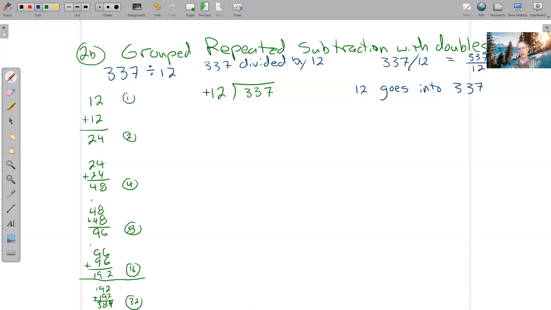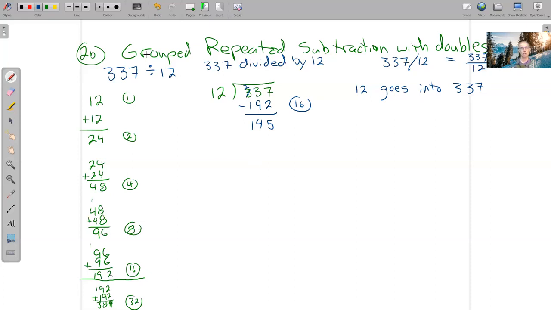All right, so I write it in the goes into way, and then I just pick the biggest group I can in my doubles, which would be 192. So then I am going to subtract 192 here, and I'm going to make a note that I'm taking out 16 of them, and then do the subtraction. 7 minus 2 is 5. So I have to borrow there. So I got 145.